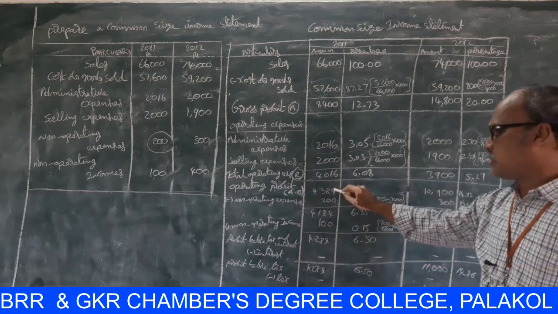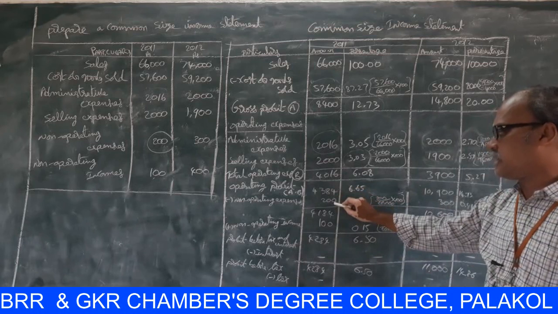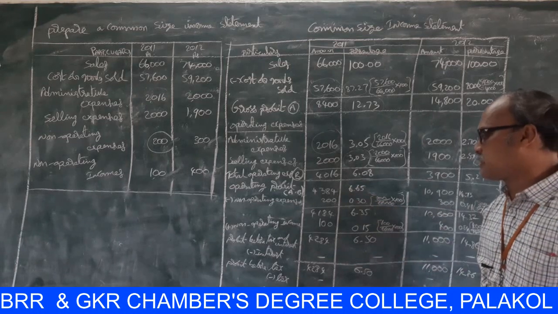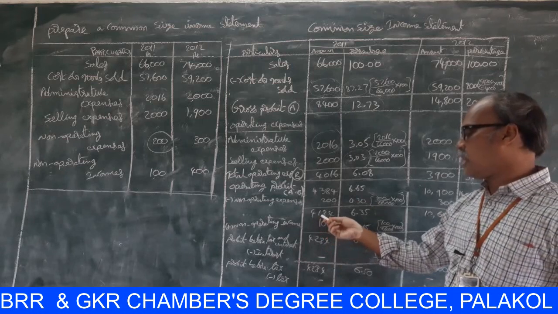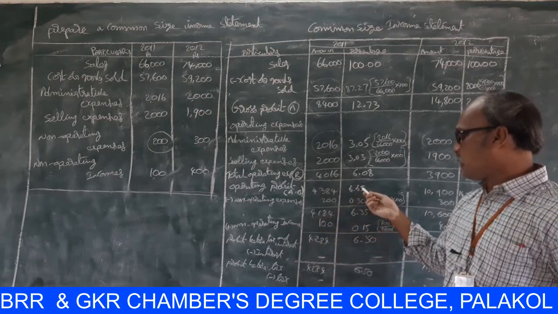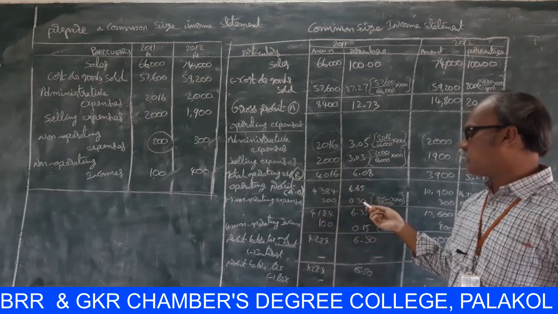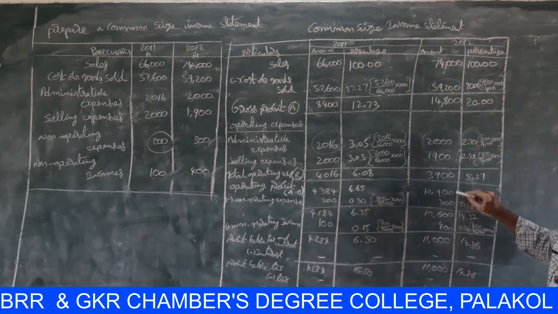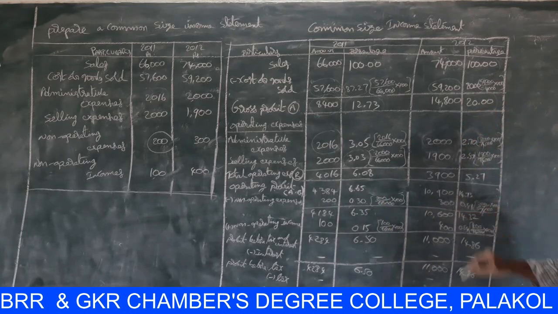Operating profit minus non-operating expenses, that is equal to 4,184. 6.65 minus 0.30, 6.35. 10,900 minus 300, 10,600. 14.73 minus 0.41, that is equal to 14.32.